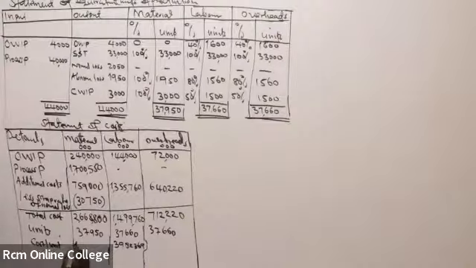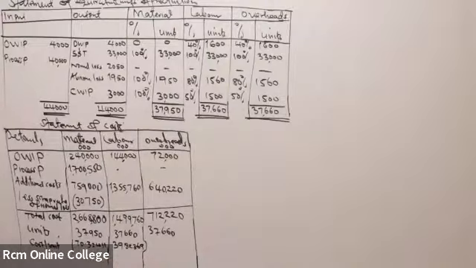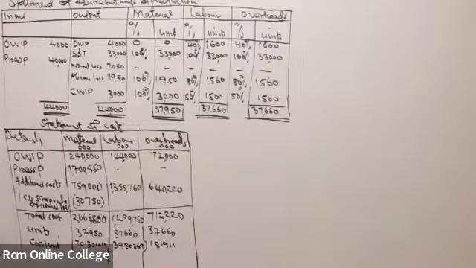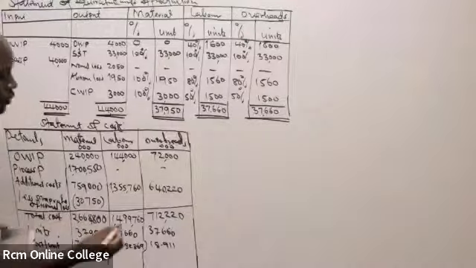$411. 70.32411. Overheads, 18.911. Let me look for mine, 18.911, 84.